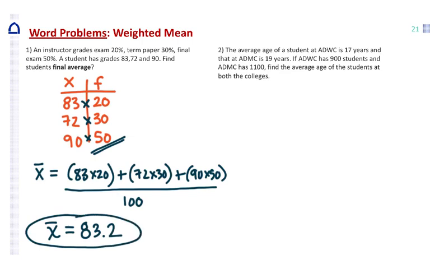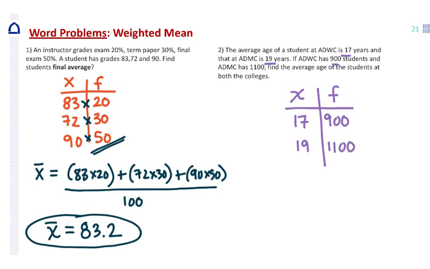Let's look at the next example. It's similar. It says we've got the average age of a student who is 17 at the women's college, and the average age of students is 19 at the men's college. But then the question is, well, how many students did they use to calculate those averages? The number of students would be the weights or the frequency. So at the women's college, the average age was 17, and it looks like there were 900 students. And at the men's college, the average age was 19, and it looks like there were 1,100 students.